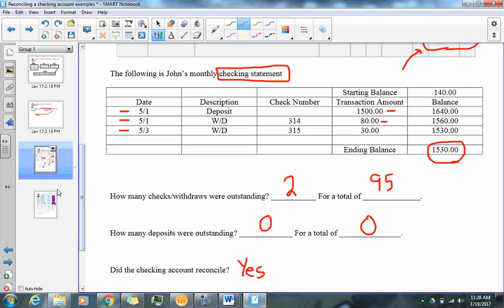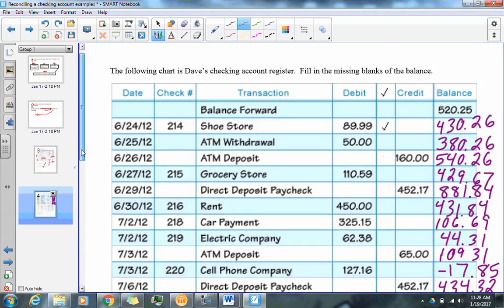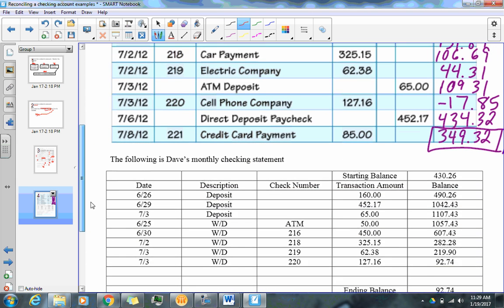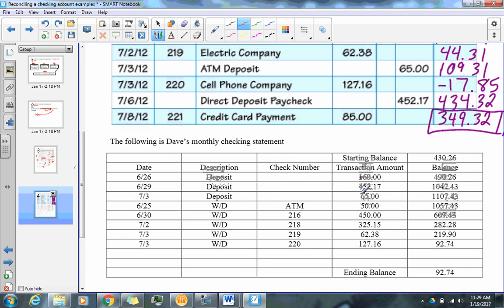All right. Now let's go to the next one. Now the next one, if you have this worksheet from the class, you'll notice that you would have to have written all the balances in. So subtract, add as you're working through the check register. All right. So what we have here is our next checking statement. Okay. So once again, we're just going to go ahead and start checking off.